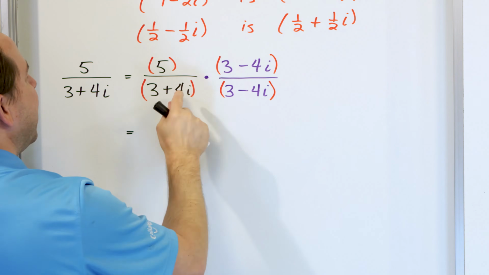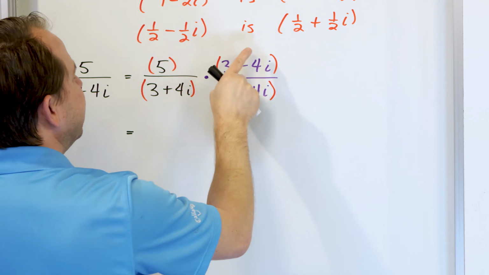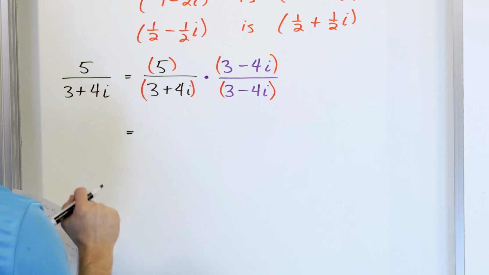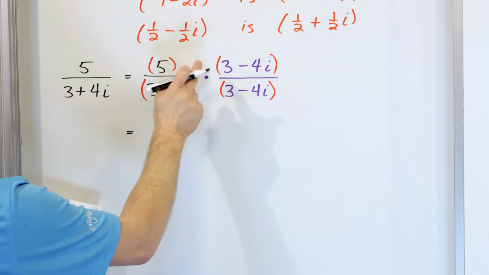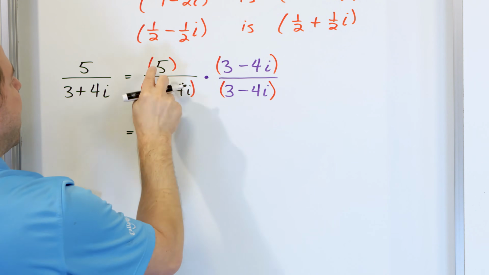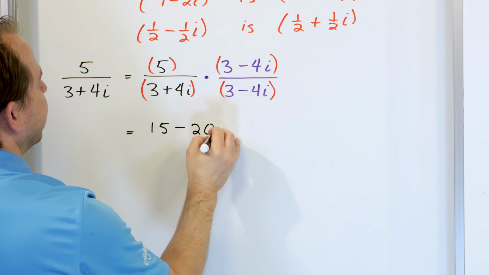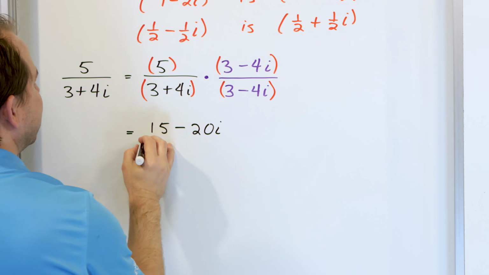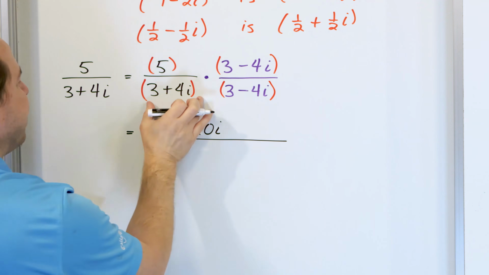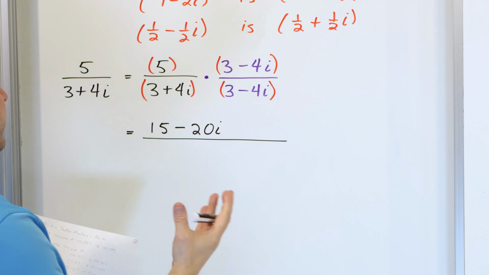When the 5 is multiplied by this, it gets distributed into each term. So the 5 times the 3 minus 4i. 5 times 3 becomes 15. 5 times negative 4i becomes negative 20i, because 5 times 4 is 20. That's the numerator. The denominator, we have to multiply these complex numbers together, and now we know how to do that.